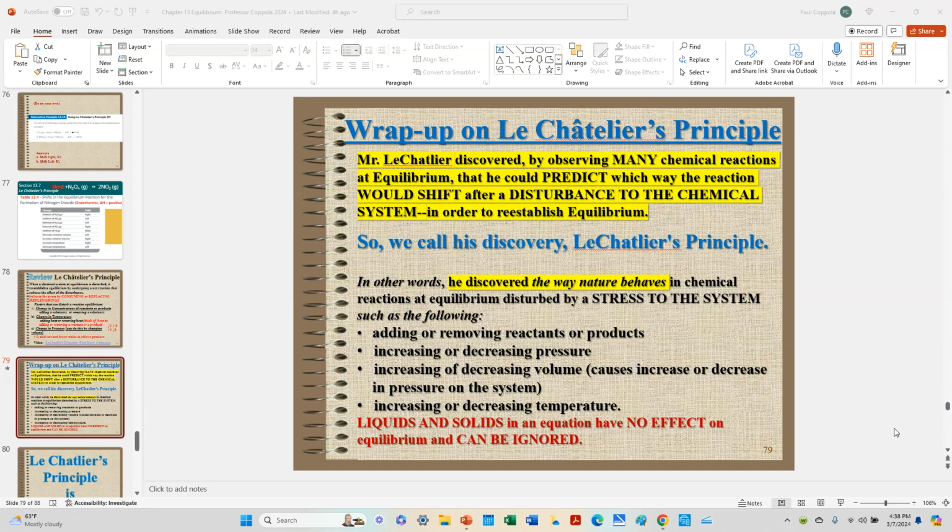Okay, here's slide 79, sort of a wrap-up of what Mr. Le Chatelier discovered. By observing many chemical reactions at equilibrium, he could predict which way the reaction would shift after the disturbance. So he basically discovered the way nature behaves. When you add or remove reactants at an equilibrium system, increase or decrease pressure, or increase or decrease temperature.